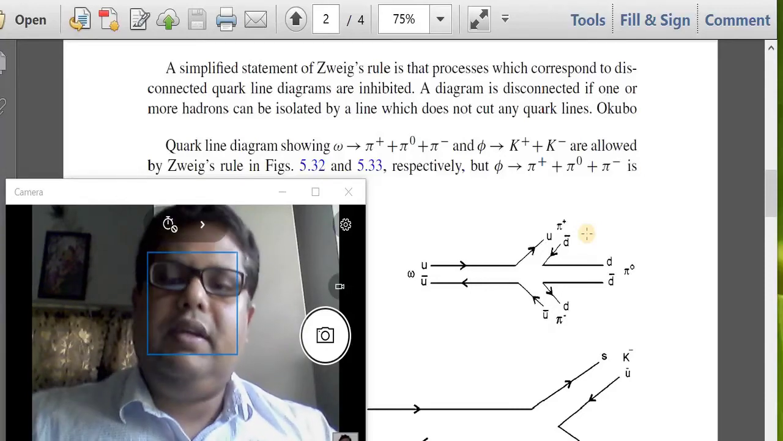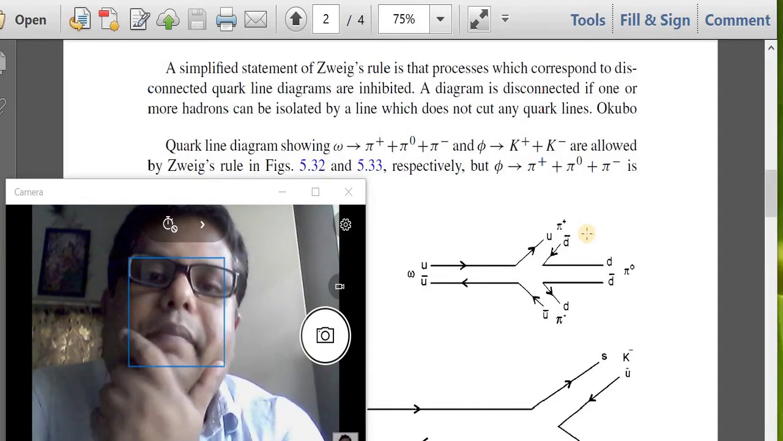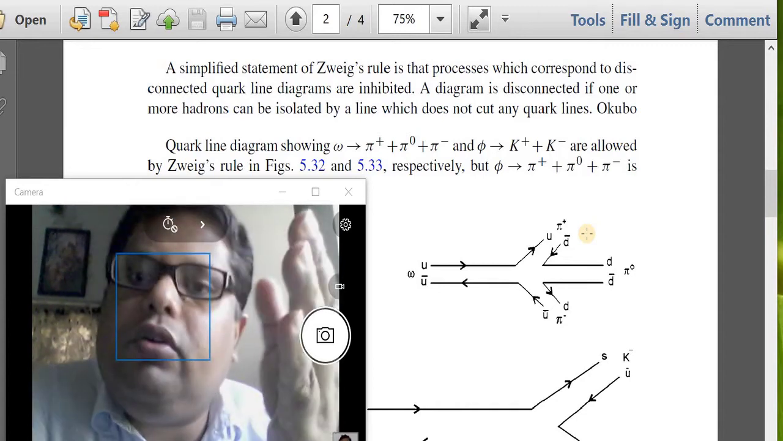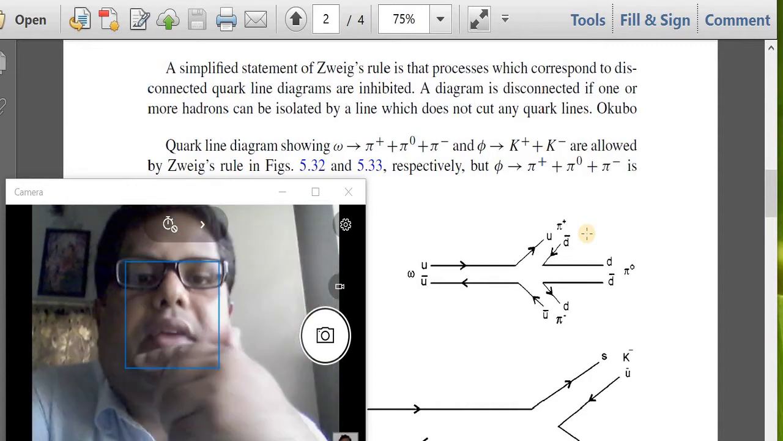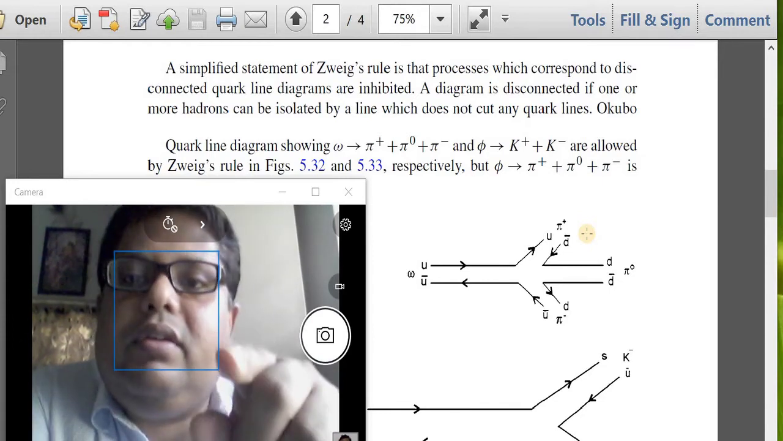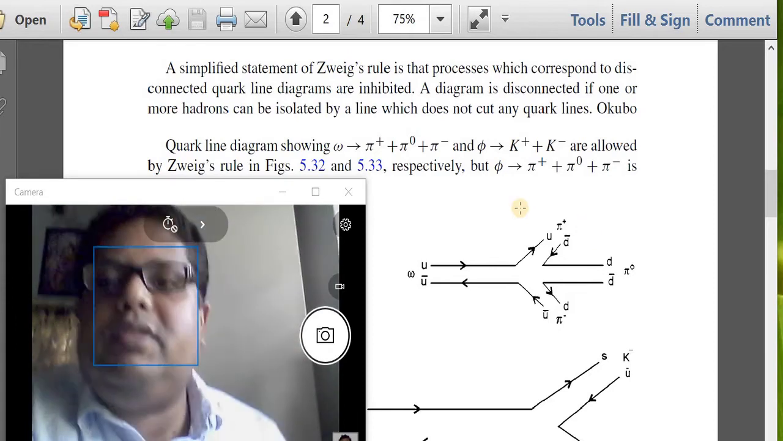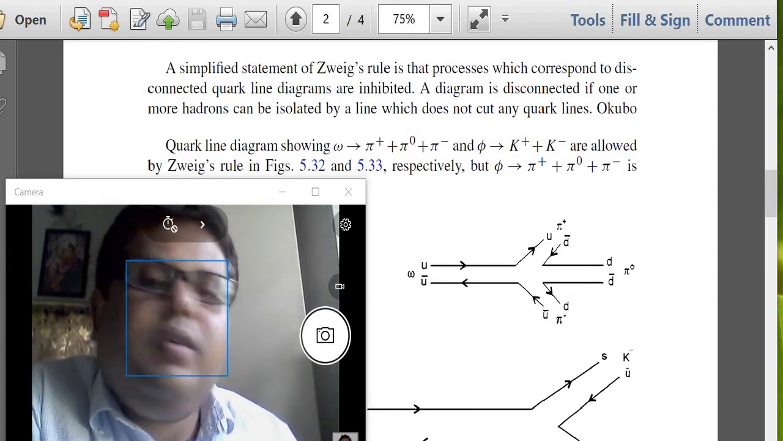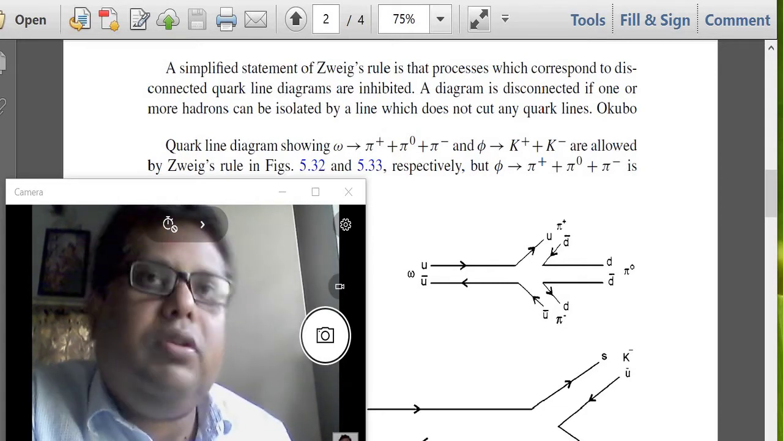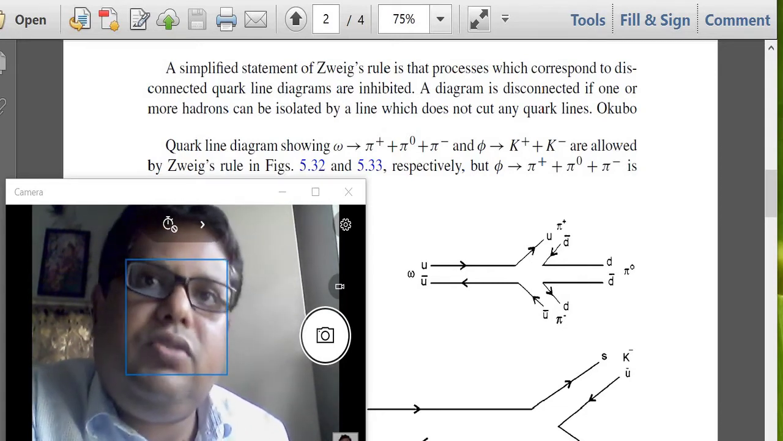Yes, so after discussing the basics of the quark flow diagram, let me now move forward to the Zweig rule. Now what is the Zweig rule? As you can see, I have already written it down here for your convenience. It is a very simple rule, and what does it say? The Zweig rule is sometimes also called the OZ rule.